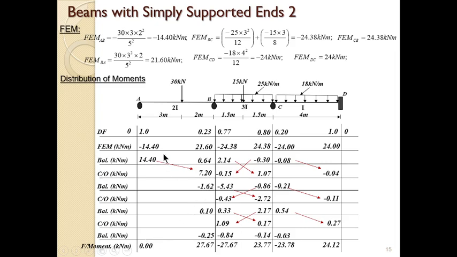Once you do that, don't take over moment to that support again. We now come here and balance this one. To balance this one, remember it's 21.60 minus 24.38. And you now take the excess moment, which is going to be an anti-clockwise moment, introduce the same clockwise moment of the same magnitude, and distribute it to this joint based on their distribution factor.